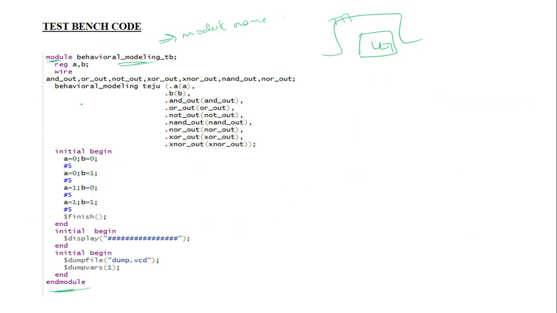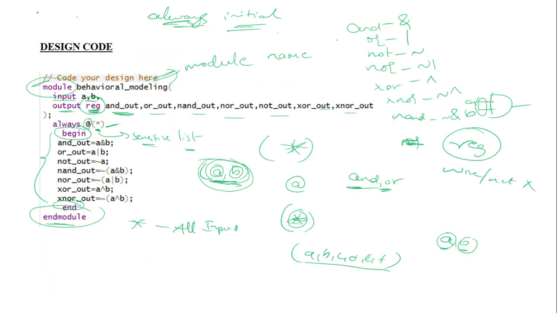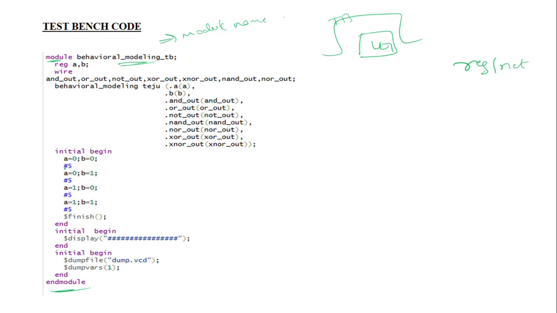whatever inputs we take in the design code must be represented in the test bench by the reg data type or net data type. Why do we use the reg data type? Now I will say the reason: whenever you use any variables in the initial and always blocks, they must be reg data type. Here, while test benching, I use a and b in an initial block. So that's why I represent a and b as reg.